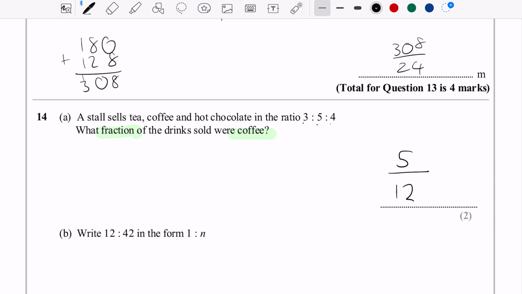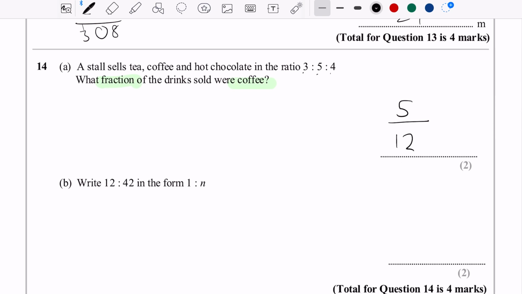Great. Next one says write 12 to 42 in the form 1 to n. So essentially, we need to find a way of turning the left number into a 1. I would suggest we just half it and see what happens. Or actually, maybe divide by 6, but let's half it first. So we've got 6 to 21. Those are both in the 3 times table. So then we get 2 to 7.